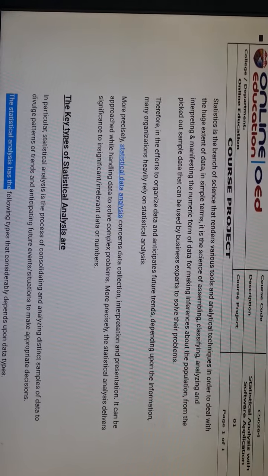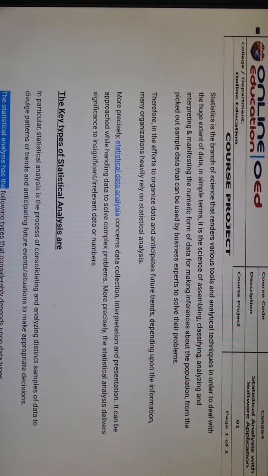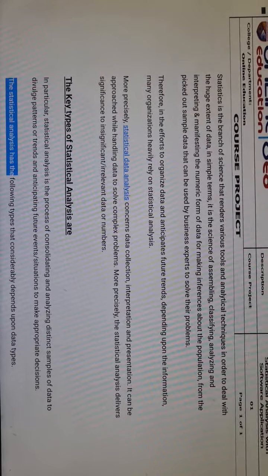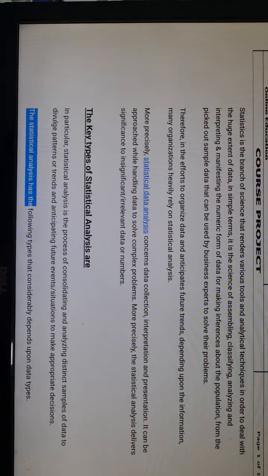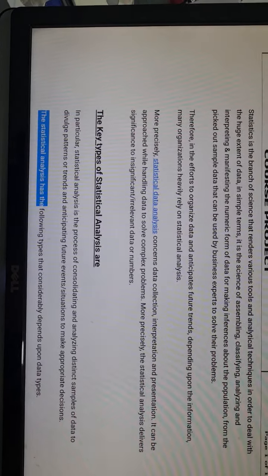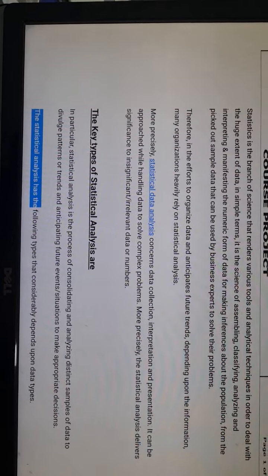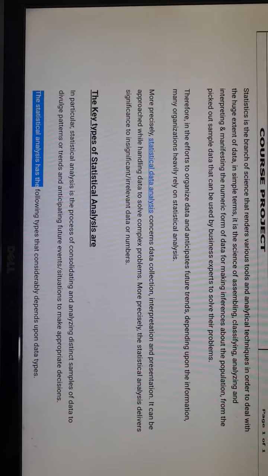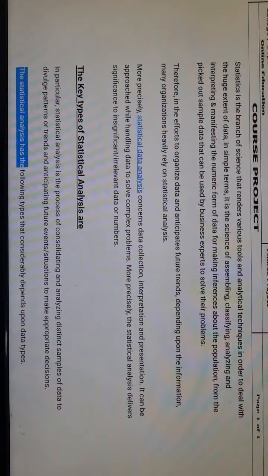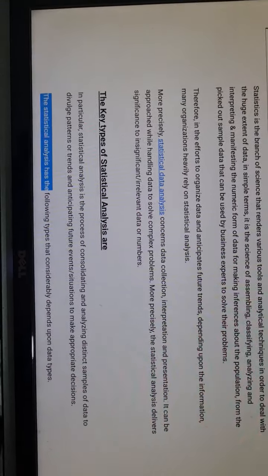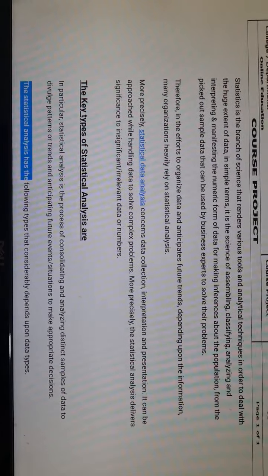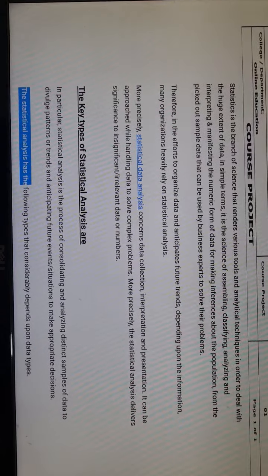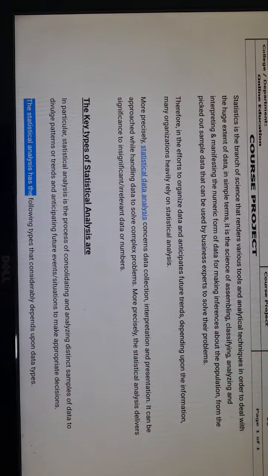Therefore, in the effort to organize data and anticipate trends depending upon the information, many organizations heavily rely on statistical analysis. More precisely, statistical data analysis concerns data collection, interpretation, and presentation. It can be approached while handling data to solve complex problems. It delivers significance to insignificant, irrelevant data or numbers.